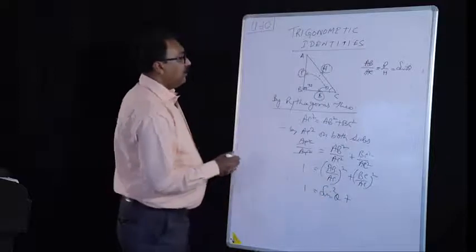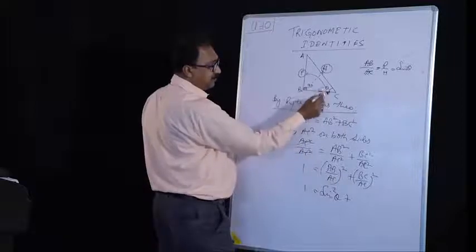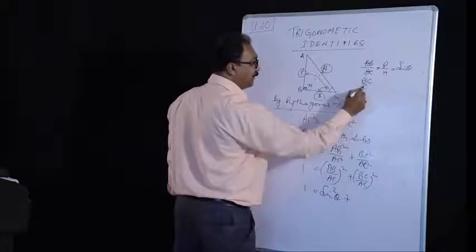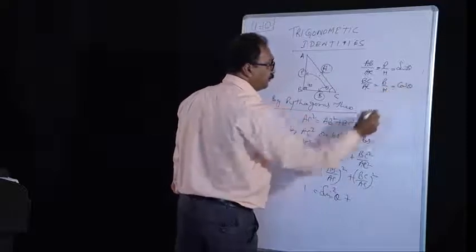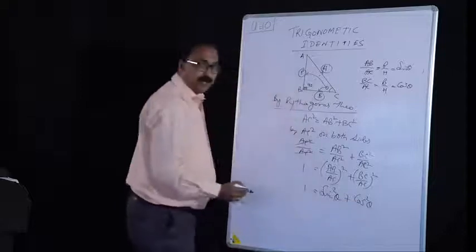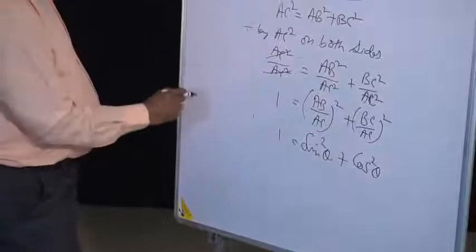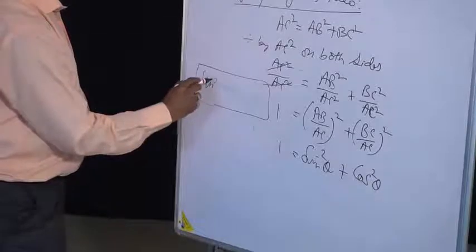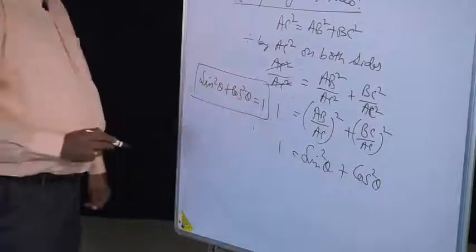Clear? Now, what are you going? BC by AC. BC is base. Hypotenuse is H. AC is hypotenuse. So base by hypotenuse. BC by AC is nothing but base by hypotenuse. We call it cos theta. So now cos theta whole square, what do you write? Cos square theta. So we get a formula: sin square theta plus cos square theta is equal to 1. So what formula did we develop here? We get the formula sin square theta plus cos square theta is equal to 1.